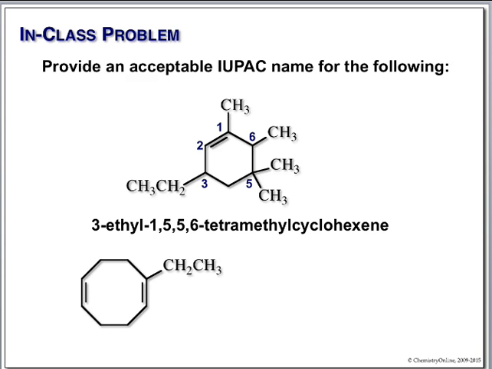Cyclooctadiene, right? We're going to let carbon 1 be one of these guys. If we let this be carbon 1, we have a 1-ethyl, and that's good. Our double bonds are then in carbon 1 and 5. Go ahead and write the name.